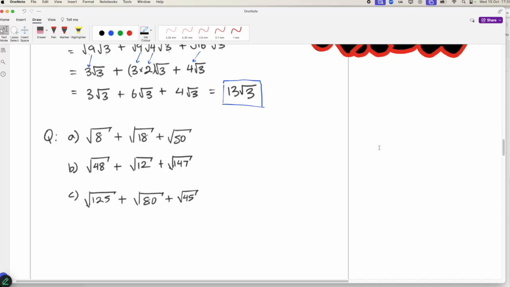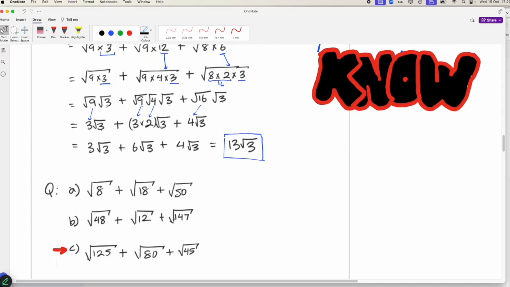We have 3 questions here. How about we just try one for now and we'll leave the other 2 for homework. Let's try part C. So try part C and tell me what you get.